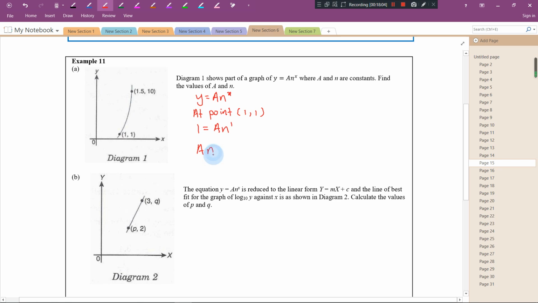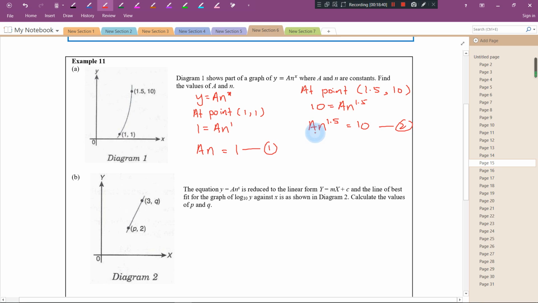So from here I get an equation: a n is equal to 1. This is the first equation. So how about the second equation? At point 1.5, 10. y is equal to 10, a n raised to the power of 1.5. Now I have the second equation.